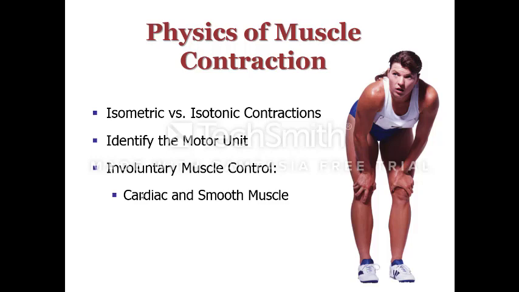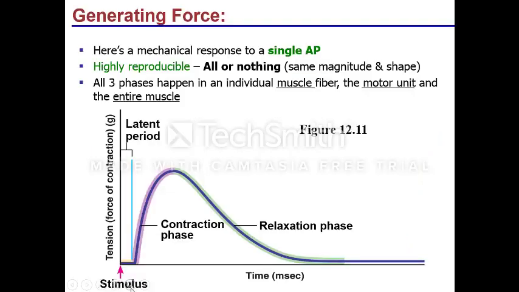Hey, welcome back. Today I want to talk to you about the physics of muscle contraction. In today's lecture, we'll talk about involuntary muscle control, isometric versus isotonic contractions, and we want to identify the motor unit. When muscles contract in response to an action potential, it produces the same results every time.